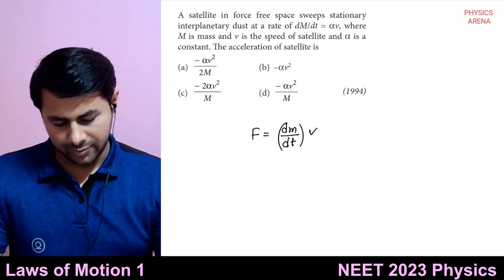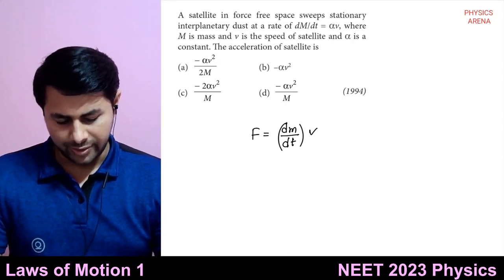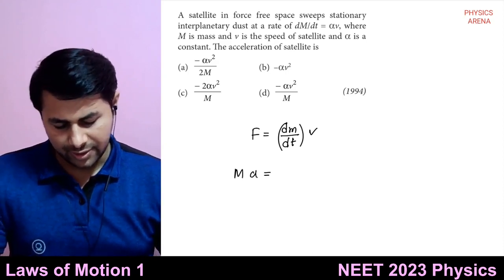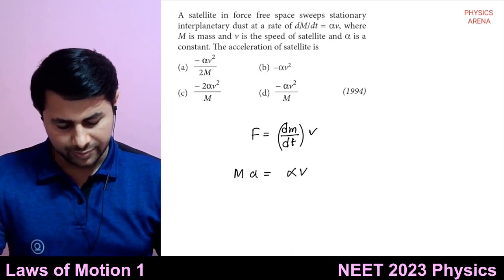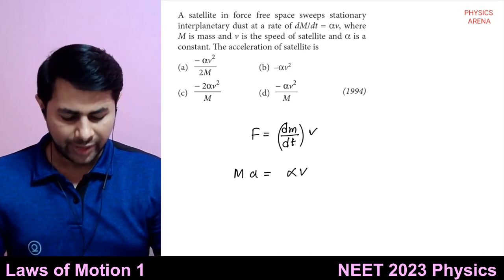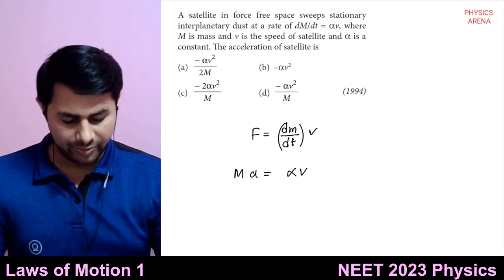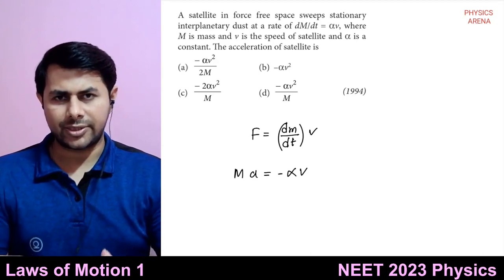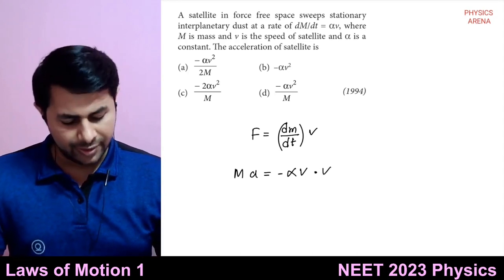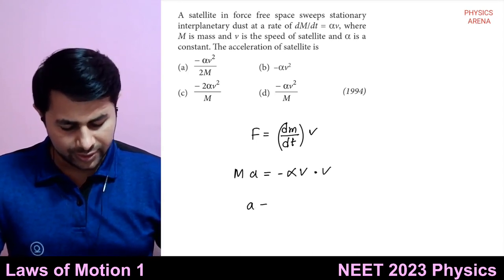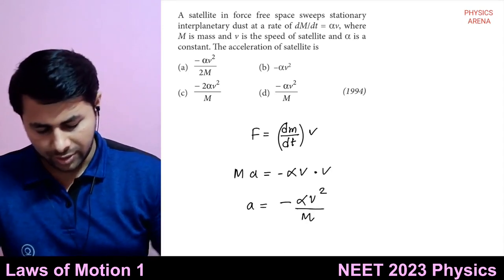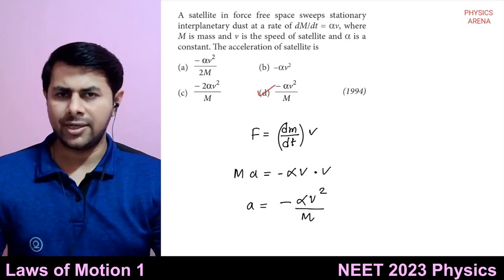Let's check. Force is mass times acceleration. dm by dt is alpha times v. Now, why minus? Because acceleration will be negative: mass is getting deposited, so it will slow down. So alpha times v multiplied by v, alpha times v square. So a is equal to minus alpha times v square divided by m. So option D is the answer. Good, this is again a similar question.